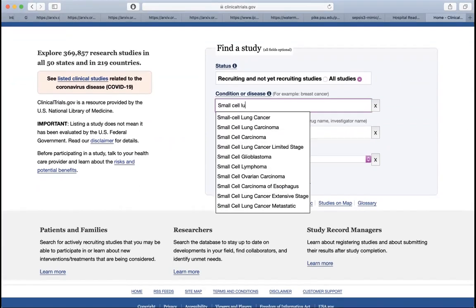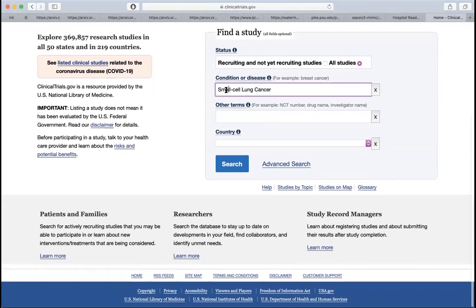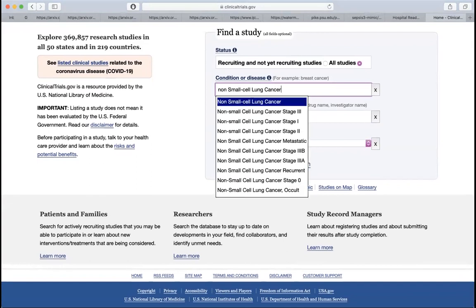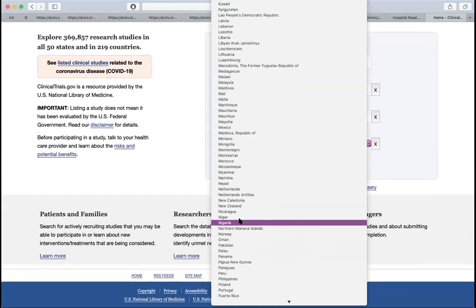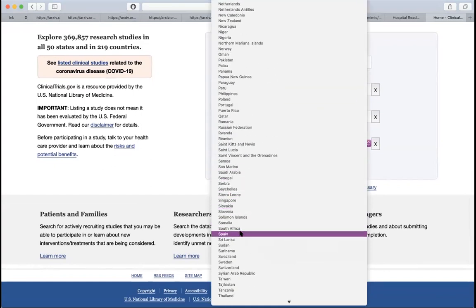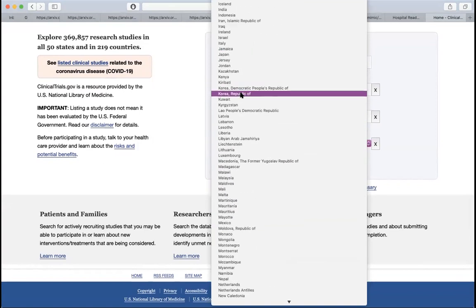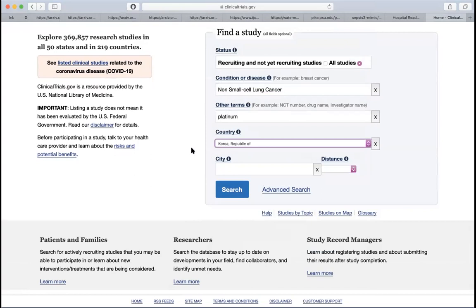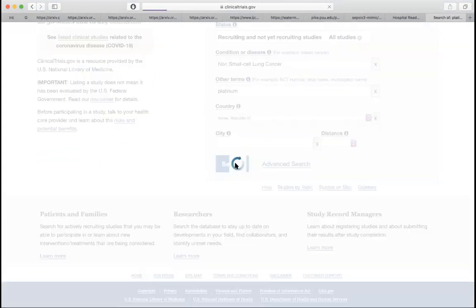Small cell lung cancer. So 이게 비소세포 폐암이죠. 우리나라 말로 하면은. Actually, non-small cell lung cancer. Platinum. Country. Let's see if there's South Korea. Korea. I'm not sure if North Korea is doing clinical trials. City. We're just going to search for everything.